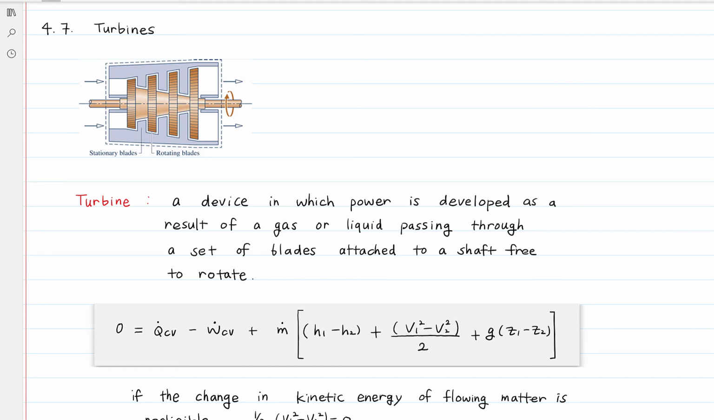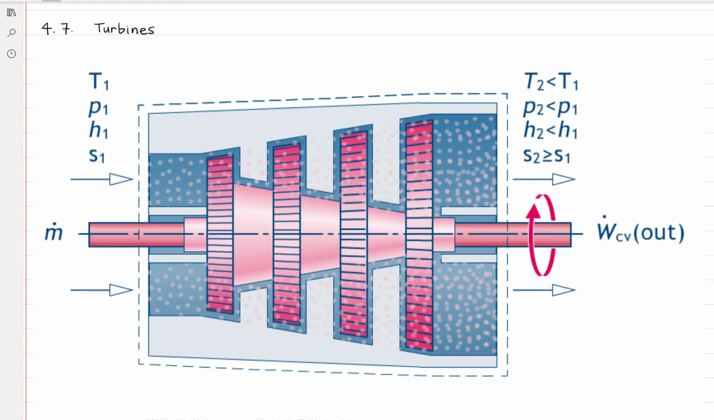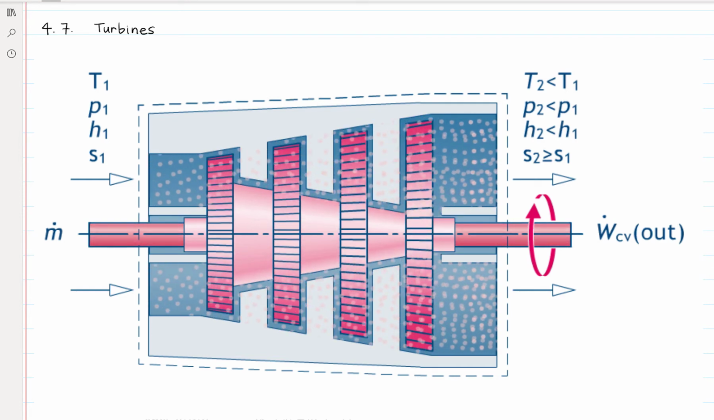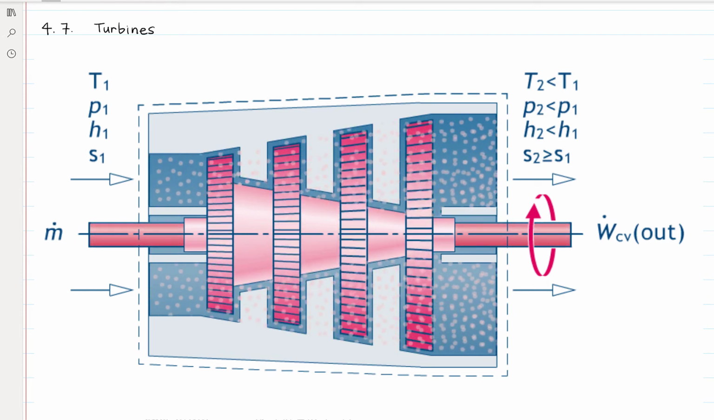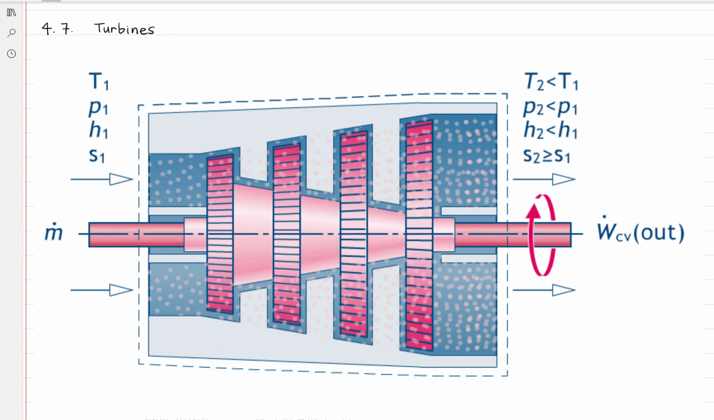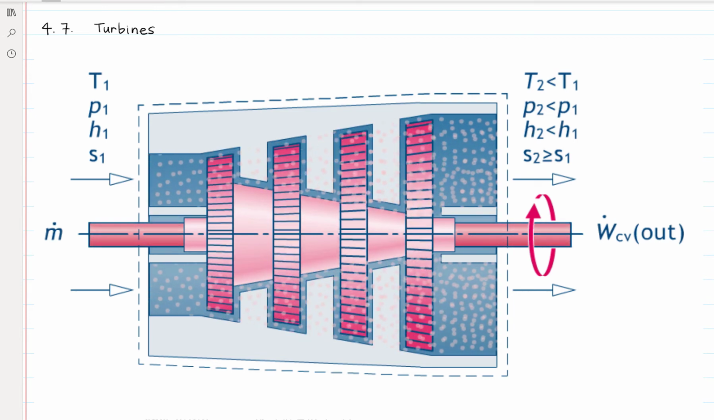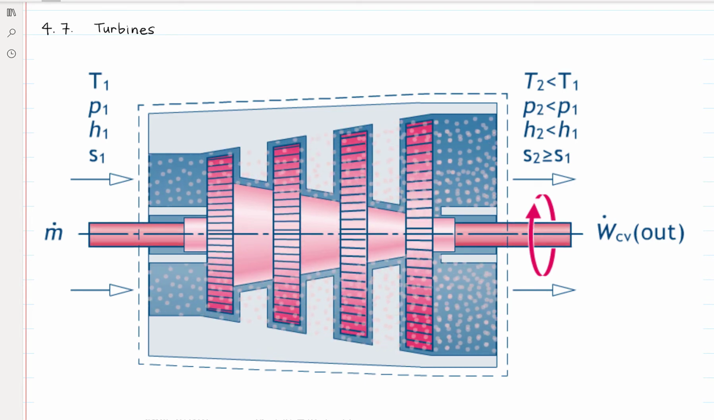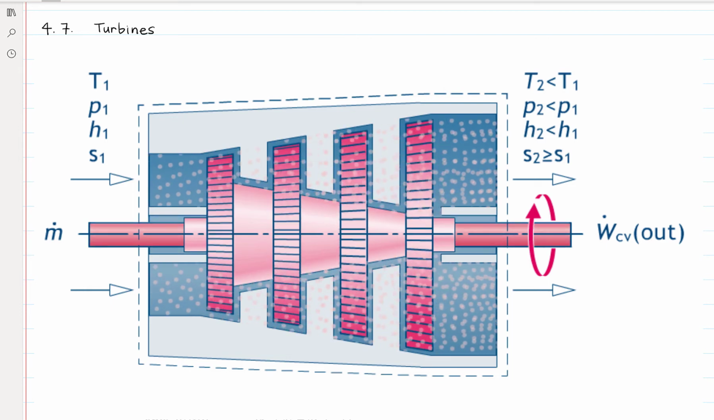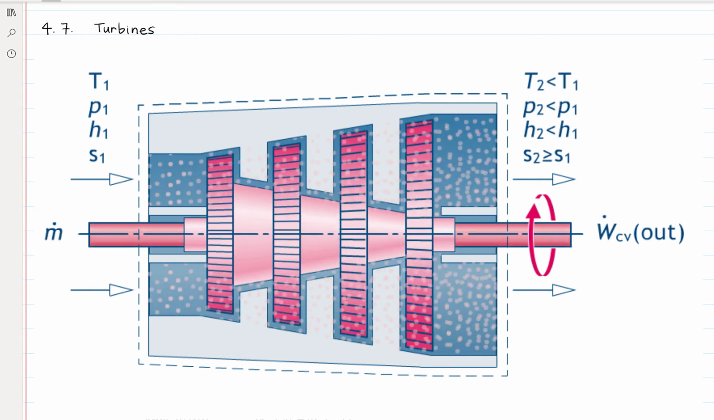4.7 Turbines. There are different types of turbines: gas turbine, steam turbine, and hydraulic turbine. It is found in power plants and aircraft engines. It is a device that harnesses a gas or liquid to produce useful work. For example, the shaft of a turbine rotates a generator to produce electrical energy. Fluid passes through the turbine and rotates the shaft by expanding from a higher pressure to a lower pressure. Work is done by the fluid.